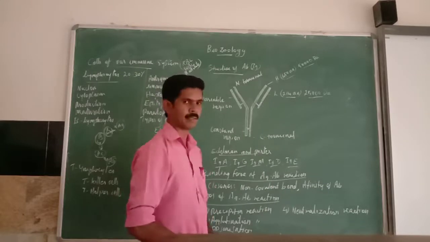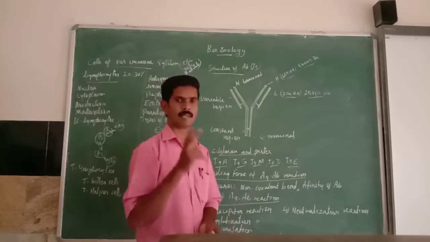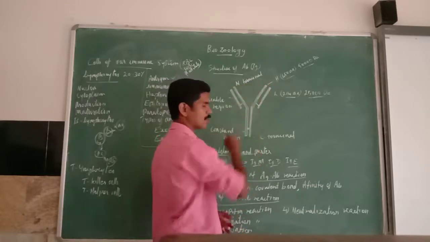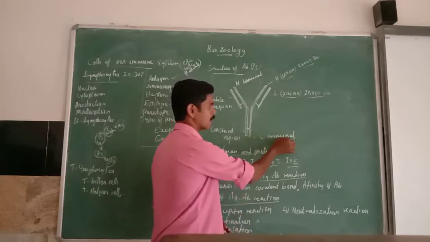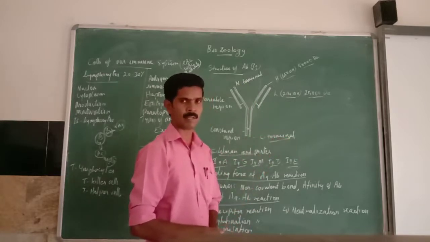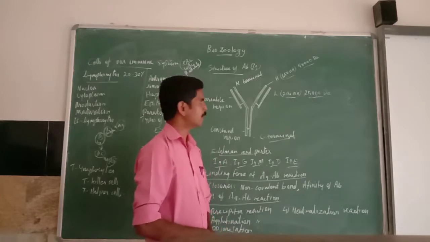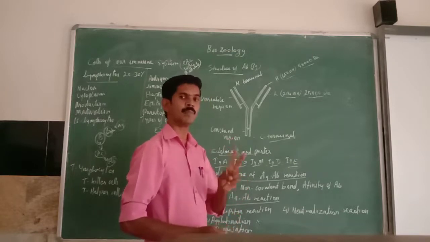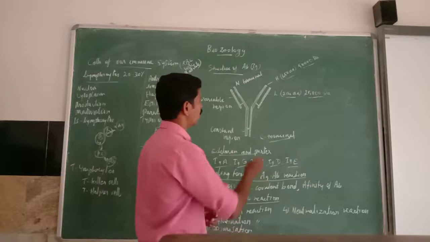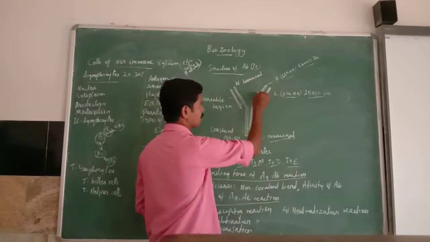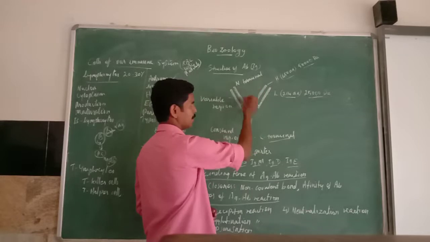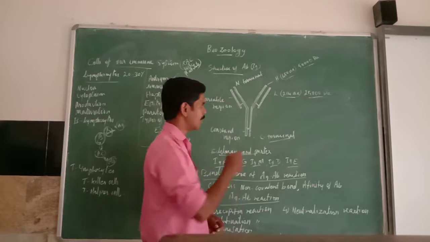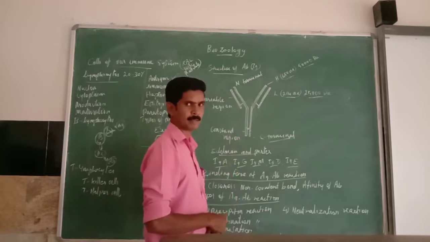Next part. Each antibody molecule has two ends. One end is called the N terminal end, and the other end is called the C terminal end. A single antibody molecule has two important regions. This is the variable region, this is also variable region, and this is the constant region. The top region is called the variable region, and the bottom region is called the constant region.